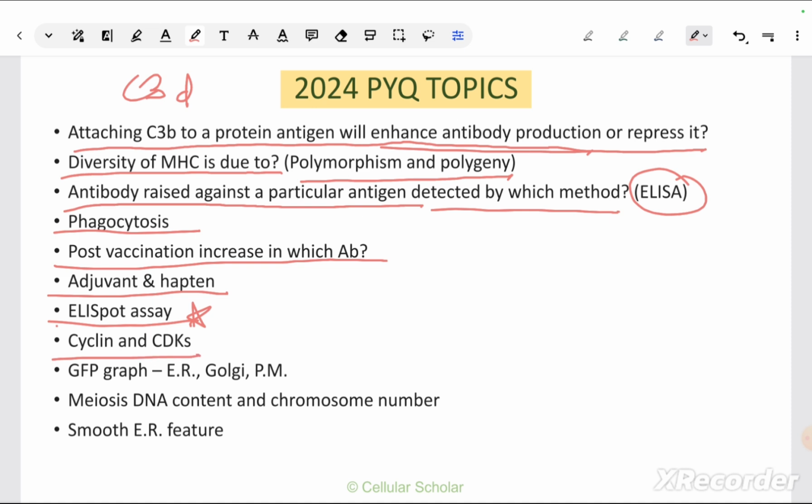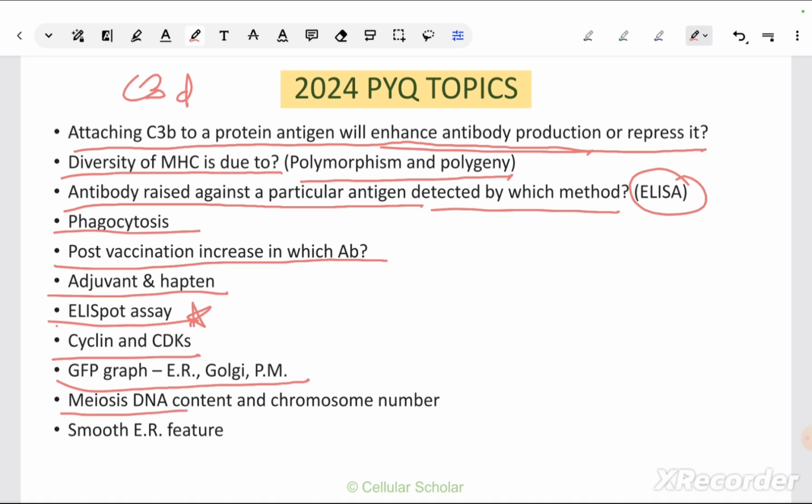Cyclin and CDKs, you should know. They don't ask very in-depth questions from cell biology. So if you have a very basic idea about cell biology and the working mechanisms, you'll be able to do it. Now they gave a GFP graph, and I think they asked about the localization of certain protein according to that graph. You had to look at that graph and then identify the protein localization. So that question was quite easy.